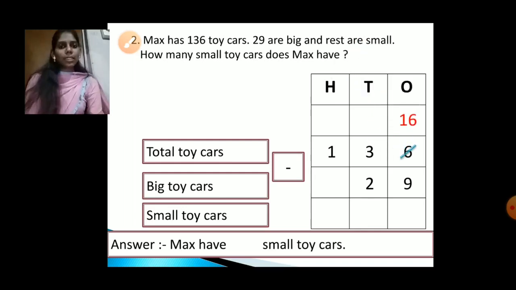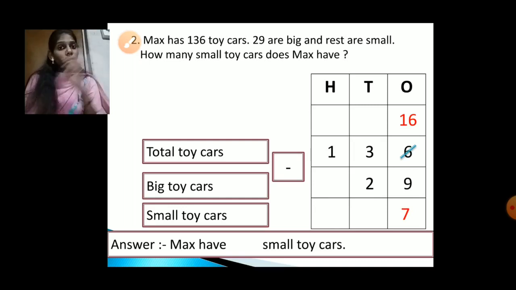So we will cut 6 and we will write 16. Now 16 minus 9 is what? We will count after 9 till 16. So 10, 11, 12, 13, 14, 15, 16. So 16 minus 9 is 7. 7 we will write under the ones place. Correct?